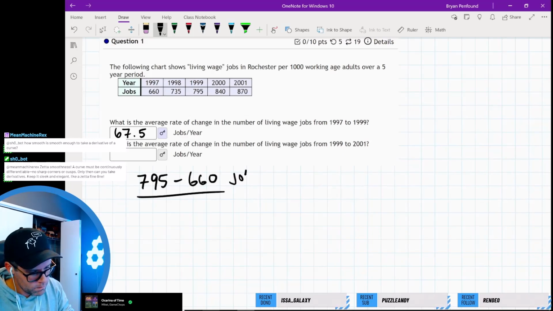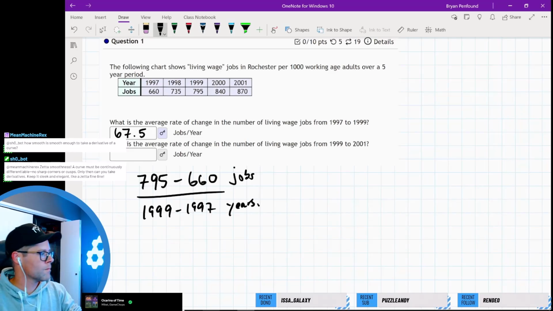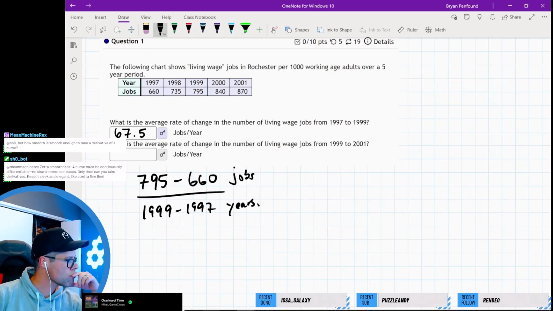Smoothness. A curve must be continuously differentiable. No sharp corners or cusps. Only then can you take derivatives. Keep it sleek and elegant, like a zeta fine line. Keep it sleek and elegant, Rex.